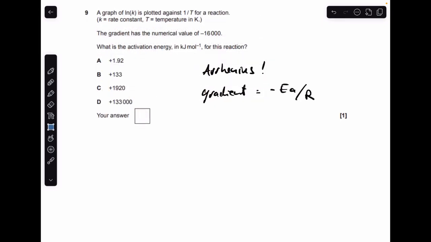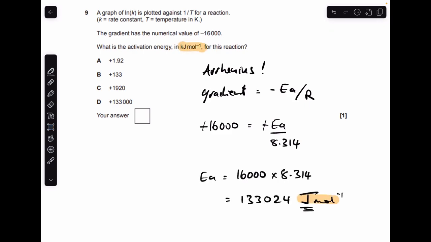Number 9 is all about an Arrhenius equation. So remember, the gradient in an Arrhenius plot is equal to -EA over R. So that means that -16,000 for the gradient is equal to -EA over 8.314. That's the R value. We'll get rid of those minus signs because there's one on each side. All we need to do now is multiply the gradient by the gas constant, 8.314. So the activation energy comes out at 133,024 joules per mole. Remember, the activation energy from an Arrhenius plot is measured in joules per mole, but we want our answer in kilojoules per mole. So it's not D, it's B.